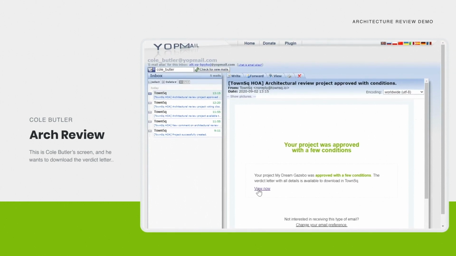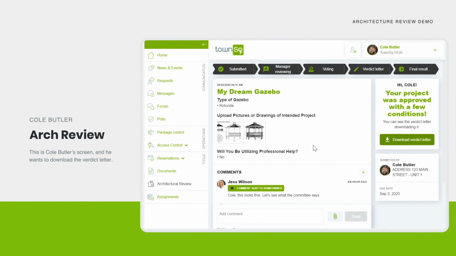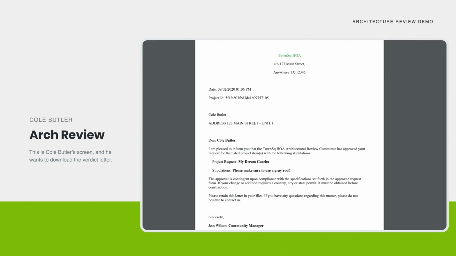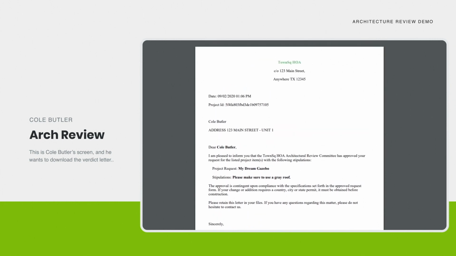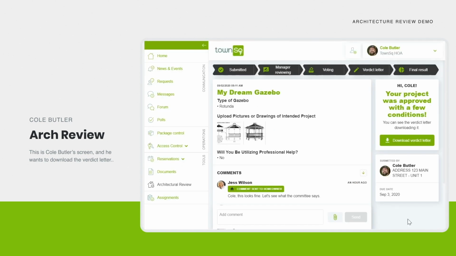Cole is notified that his project has been approved with a few conditions. He downloads the verdict letter, which includes the conditions and other important information. For context on how this letter was designed, we benchmarked with different management companies, gathering different versions used to create a standard letter. However, we made sure to include the option to edit the letters and the ability to add images. As you can see, Cole, as a homeowner, cannot see who voted or how they voted. This functionality is reserved for the community manager and the committee.